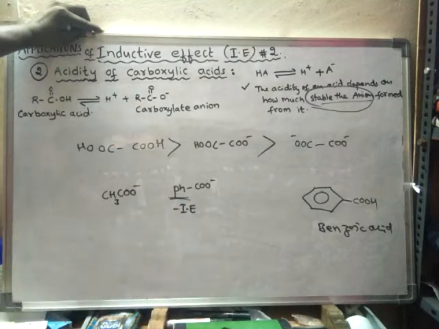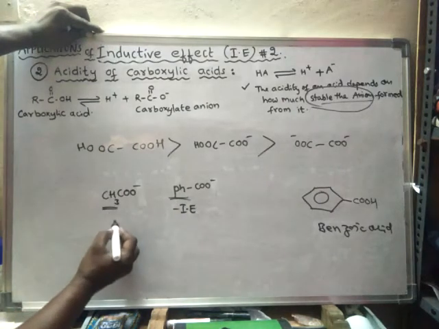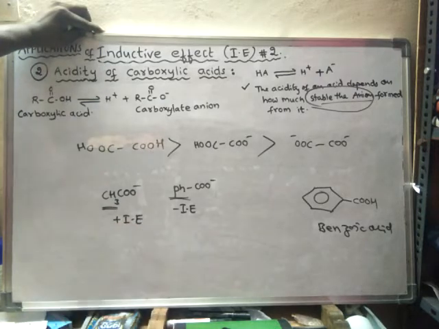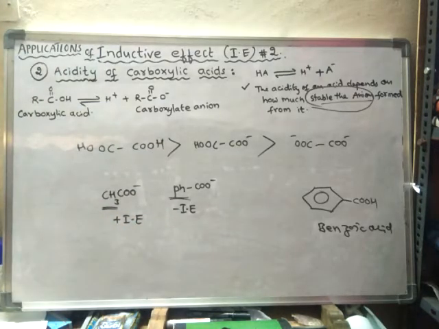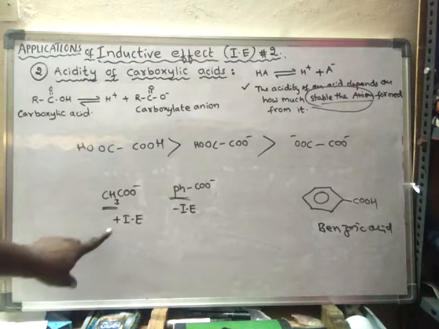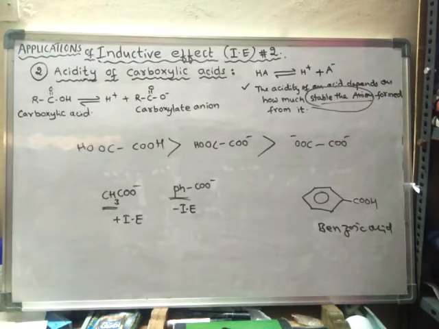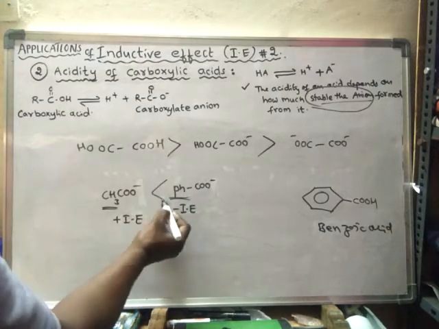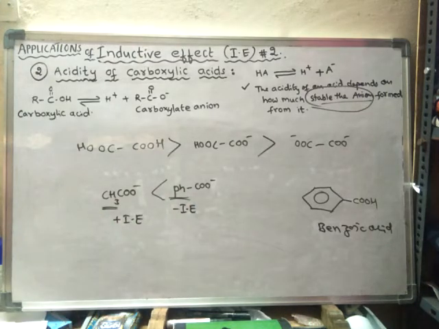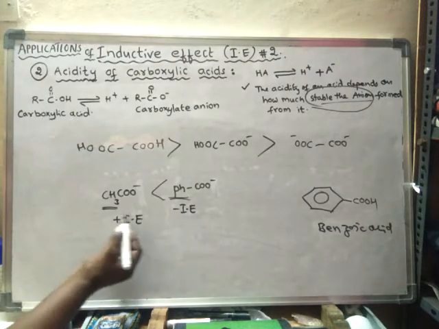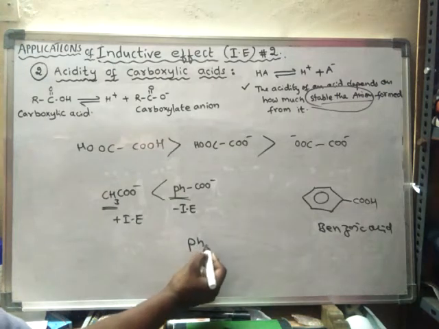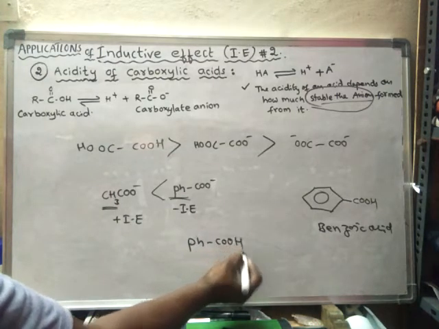Phenyl group is a minus IE group, whereas methyl group is a plus IE group. Already we know that a minus IE group will increase the stability of an anion, whereas a plus IE group decreases the stability of an anion. So due to the presence of the minus IE group, this anion is more stable.